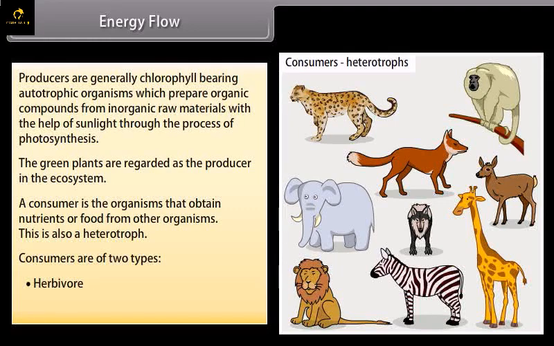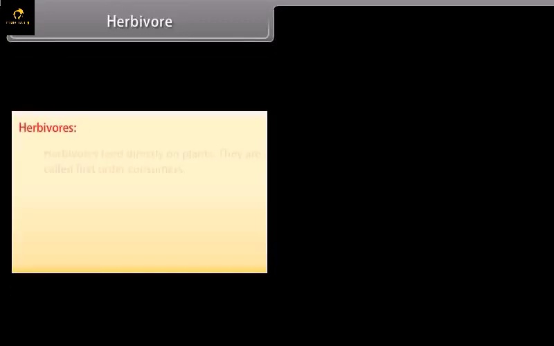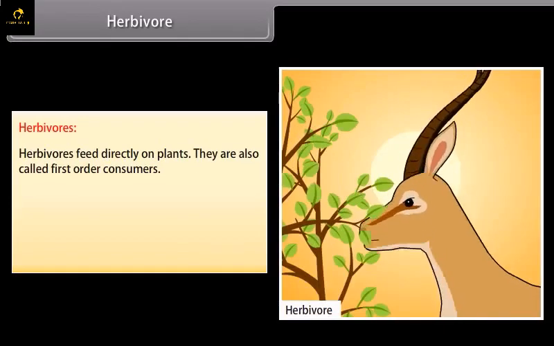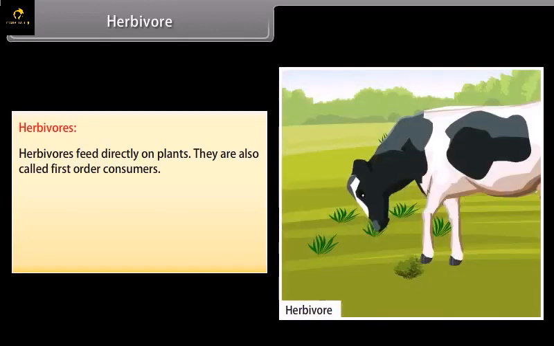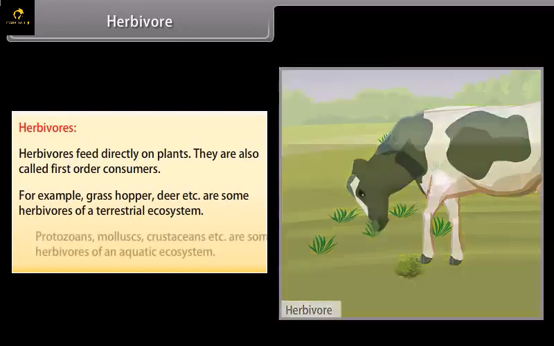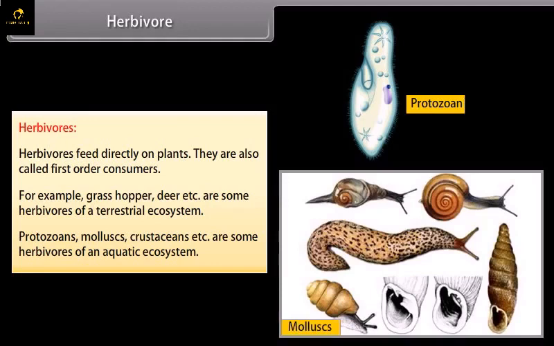All the animals shown in the figure are consumers. Consumers are of two types. They are herbivore and carnivore. Herbivores feed directly on plants. They are also called first order consumers. For example, grasshopper, deer, etc. are some herbivores of a terrestrial ecosystem.